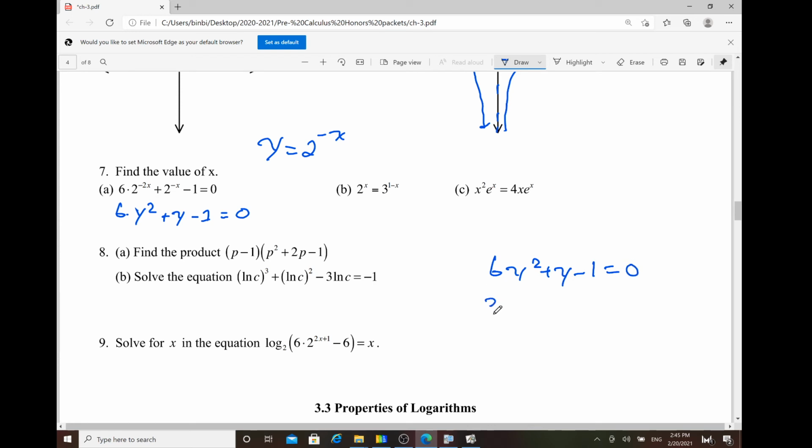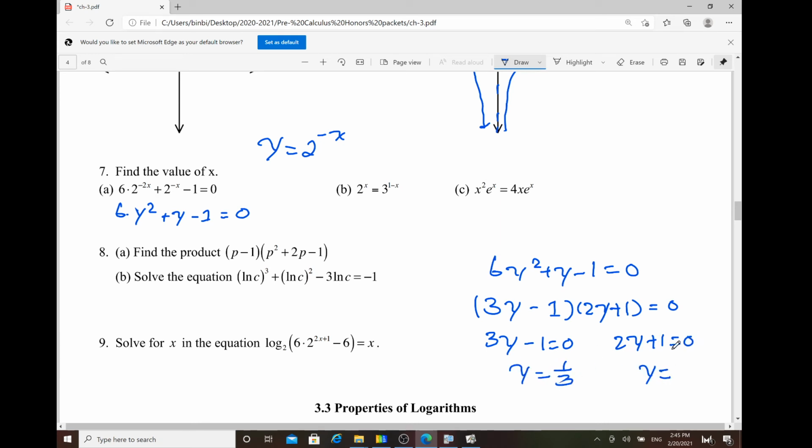Is this factorable? Yes. So 3y minus 1, and then 2y plus 1. So what we can do, set it equal to 0 separately. So we got 3y minus 1 equals 0, 2y plus 1 equals 0. So y equals 1/3. And then y, right here, it's negative 1/2. So for y, what is it? It's 2 to the power of negative x equals 1/3. And then the other one, 2 to the power of negative x equals negative 1/2.